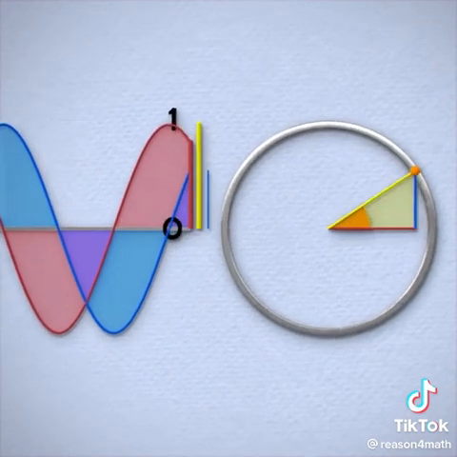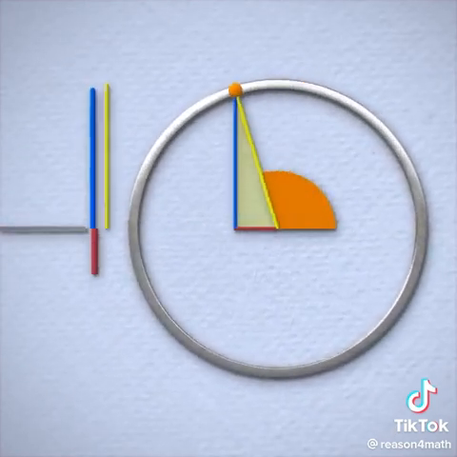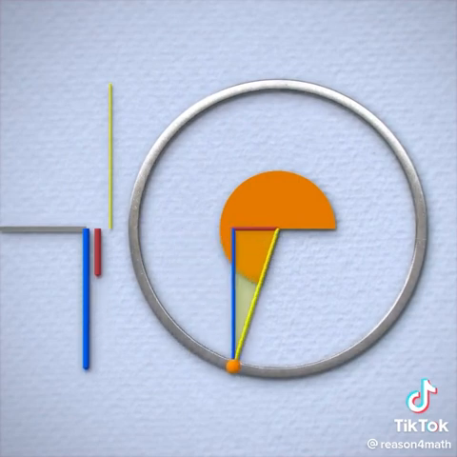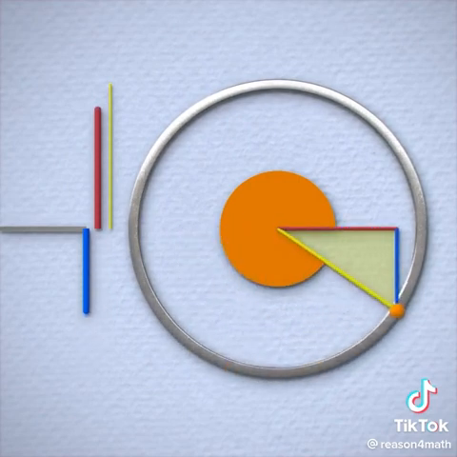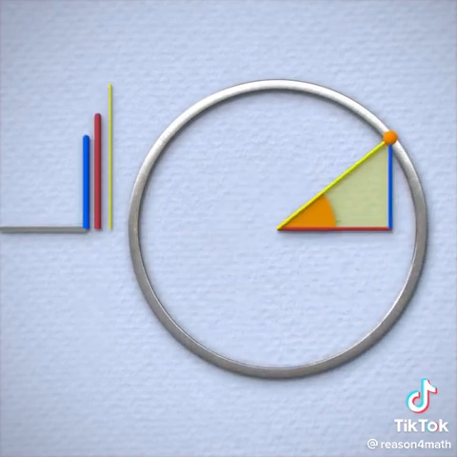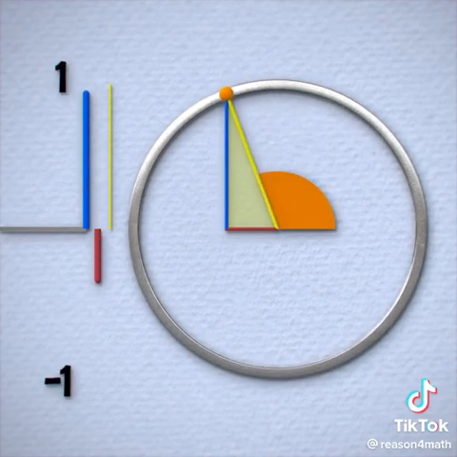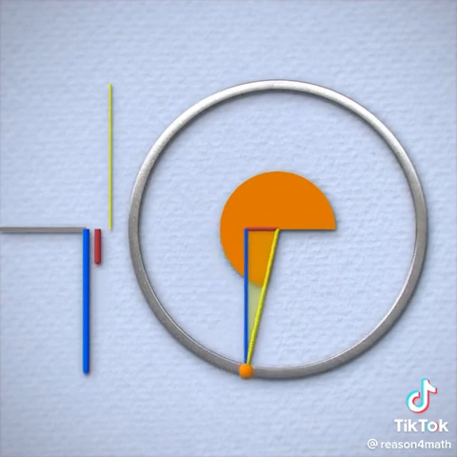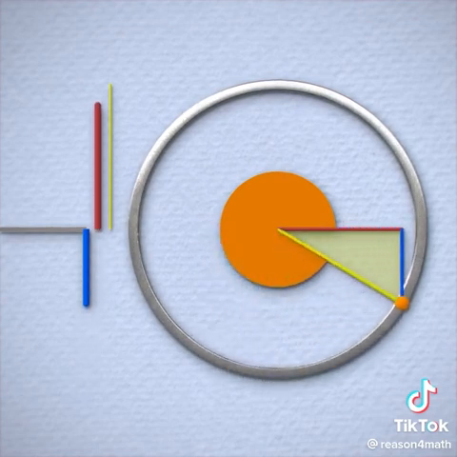A third comparison we can make is to see how many times the opposite edge will fit into the adjacent. In both sine and cosine, we were considering the hypotenuse, which always remains the same, so the results would oscillate between values of +1 and -1. But now, both sides are changing, so we're going to get a very different result.